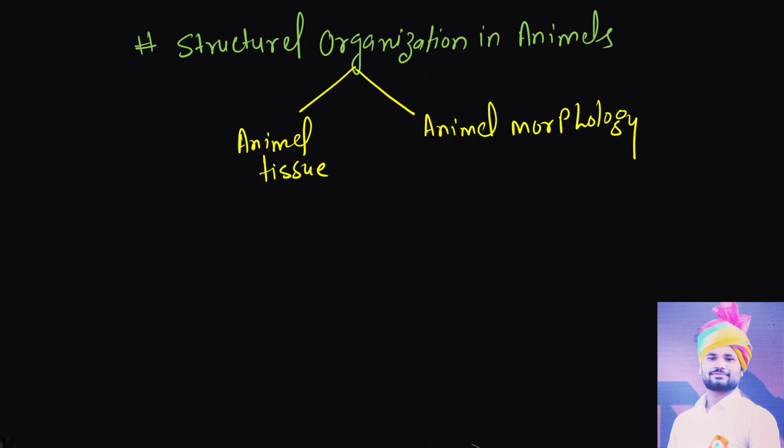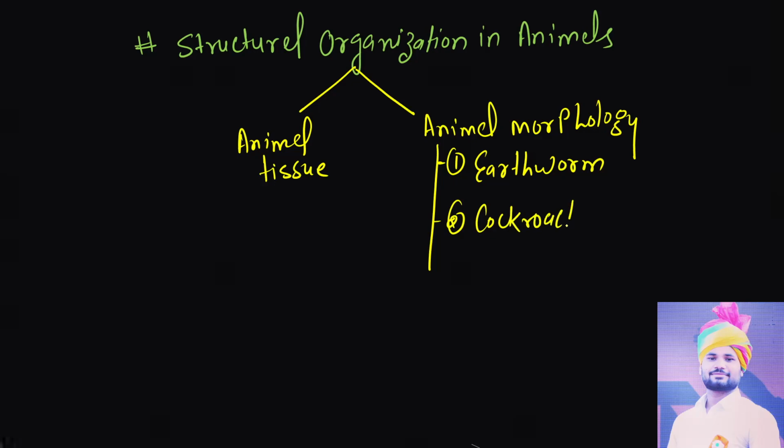So about some of the organisms and their external structure, their external features, and we have to talk about some sort of anatomy also in the same chapter. So we will talk about three animals. One will be the earthworm, and then we will talk about the cockroach, and then we will study about frog.